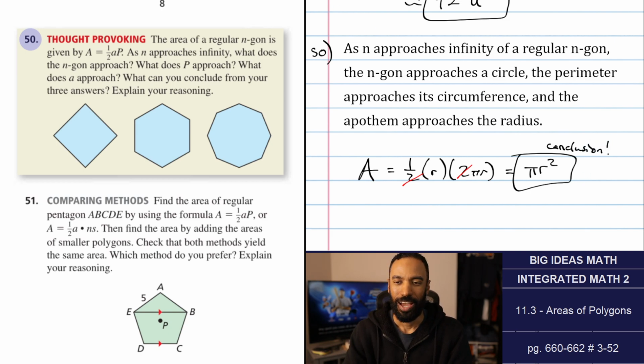There we go. All right, I'll deal with that. That looks good. Number 51. So you get the area of a circle, basically. So number 51, area of a circle obtained.